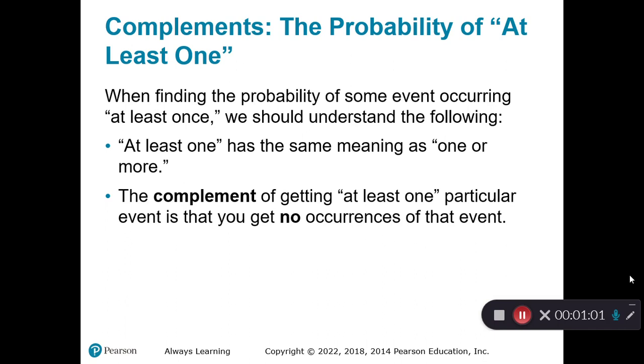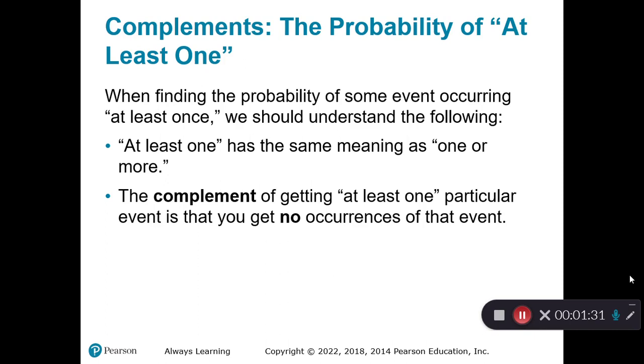When finding the probability of some event occurring at least one time, we should understand the following. At least one has the same meaning as one or more. Let me say that again. At least one means the same as one or more. The complement of getting at least one is that you get none. And that is a concept that makes sense, and yet so many people confuse this.